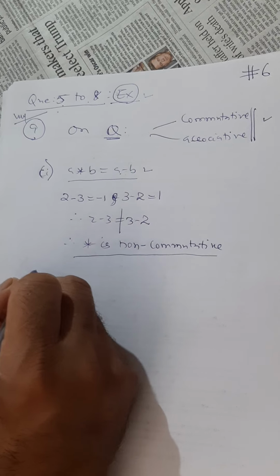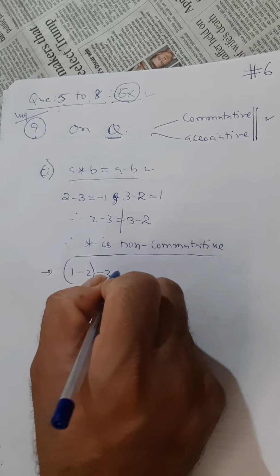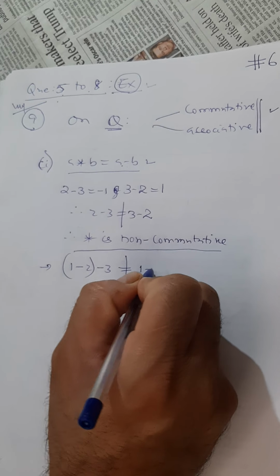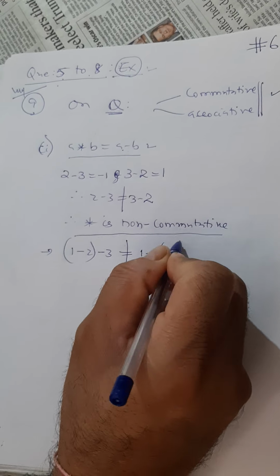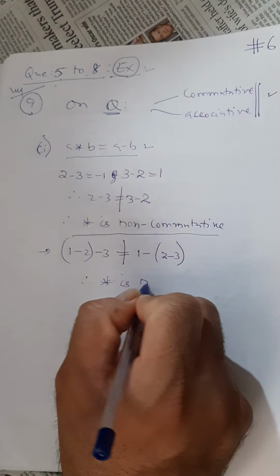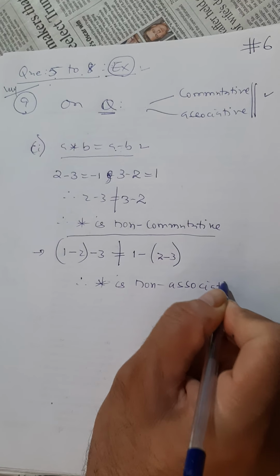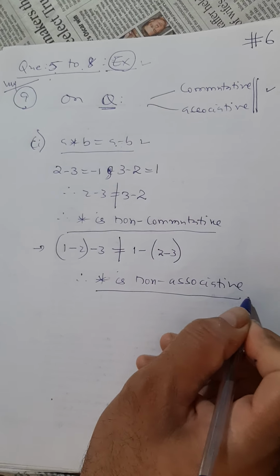Same way you can try. You try (1 minus 2) minus 3, which will not be the same as 1 minus (2 minus 3). So therefore asterisk is non-associative also. We did it, so I'm not emphasizing on this.